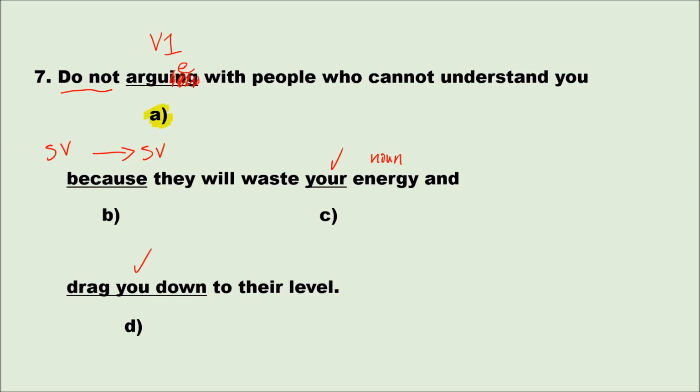Number 7 should be: Do not argue with people who cannot understand you because they will waste your energy and drag you down to their level.